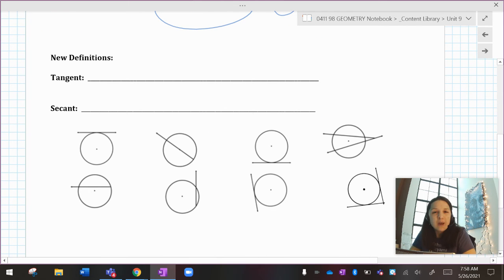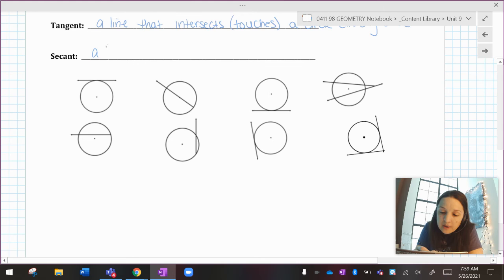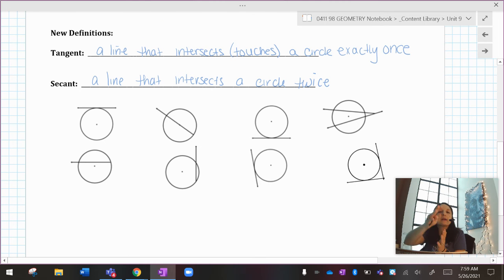Then, what if I don't have chords? What if instead of staying on the inside of the circle, lines or segments extend outside the circle? Well, that's when you get a tangent or a secant. A tangent is a line that intersects, or honestly, a better word would be touches, a circle exactly once. And a secant is a line that intersects a circle twice. And the key word here is line. It means if you were to keep extending it forever, how many times would it touch the circle?